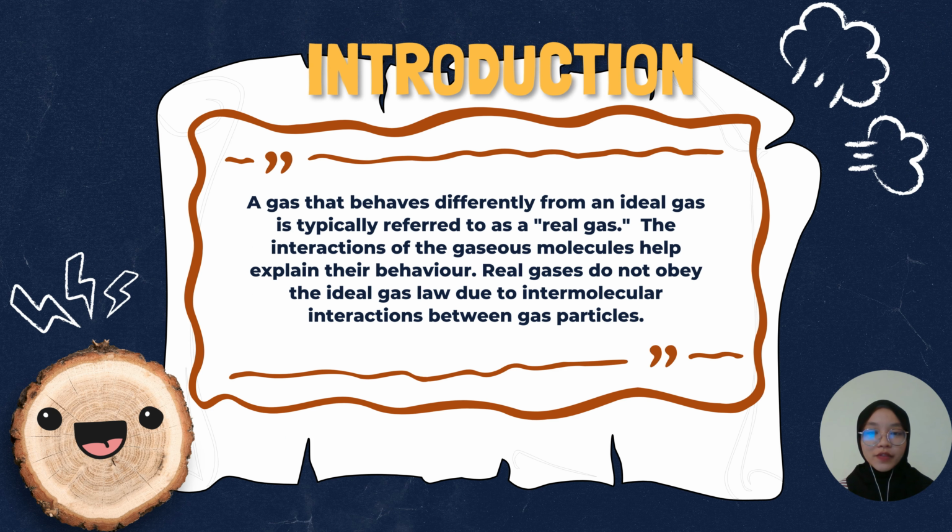A gas that behaves differently from an ideal gas is typically referred to as a real gas. The interaction of the gaseous molecules helps explain their behavior. Real gases do not obey the ideal gas law due to intermolecular interaction between gas particles. Real gases can behave differently than ideal gases, especially at high pressure and low temperature. The compressibility factor is used to calculate the extent of deviation.